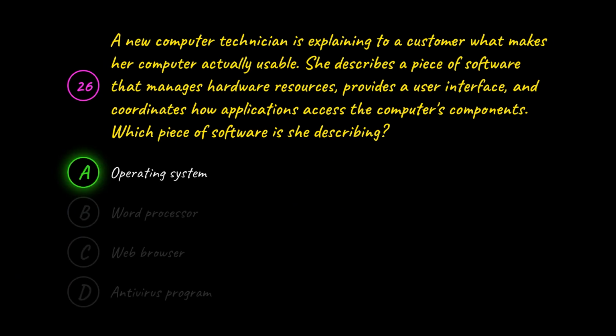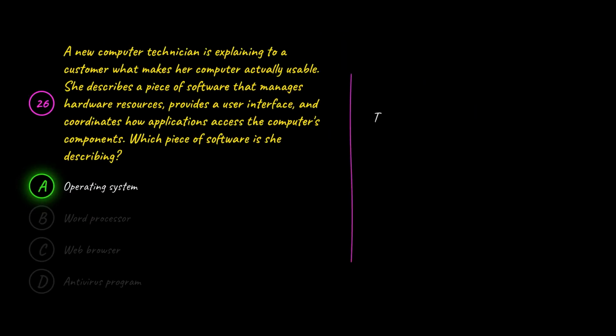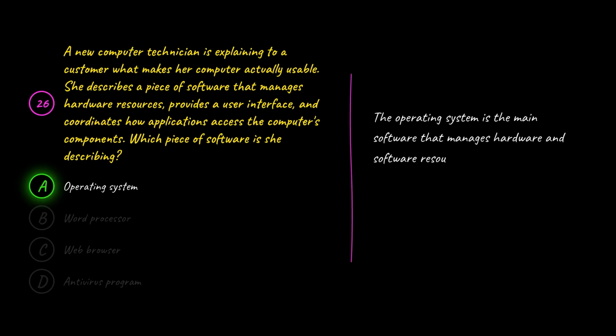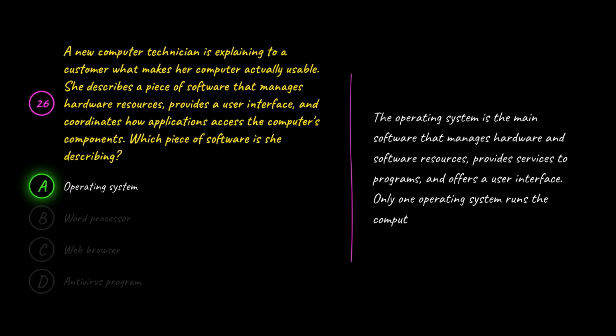The correct answer is A. Operating system. A is correct because the operating system is the main software that manages hardware and software resources, provides services to programs, and offers a user interface. Only one operating system runs the computer at a time normally.